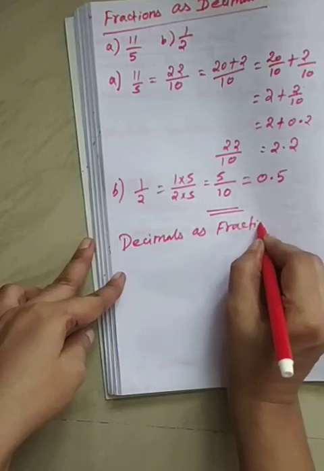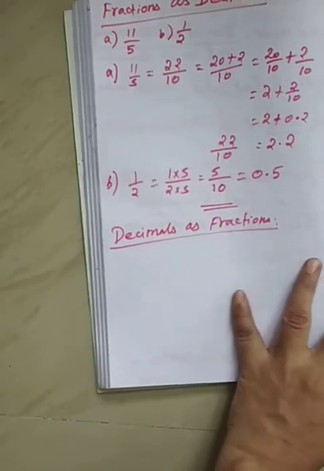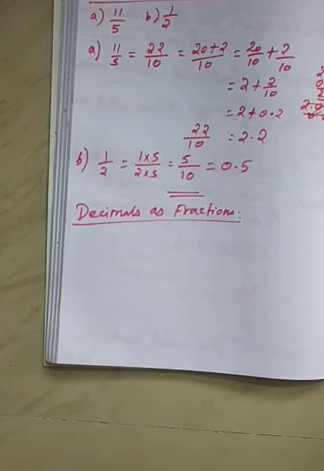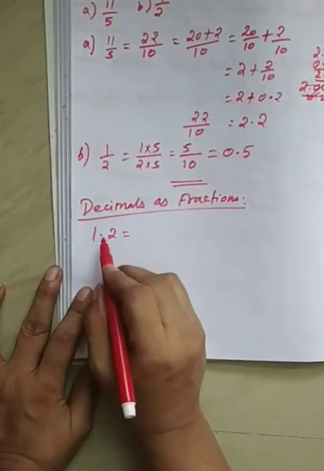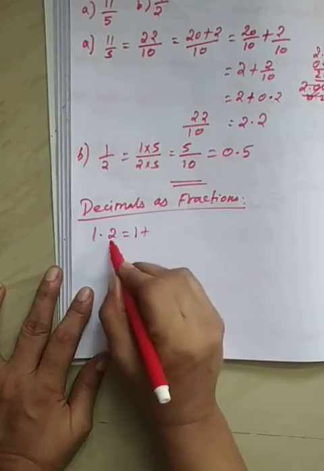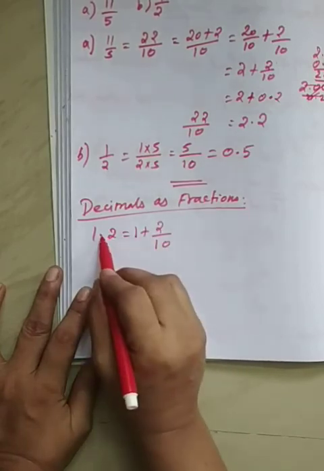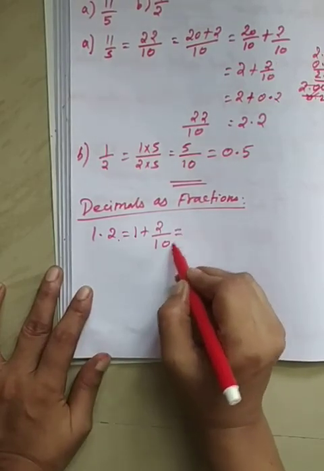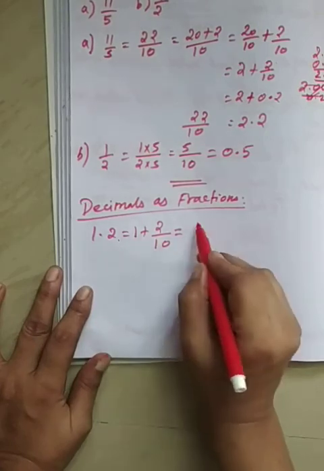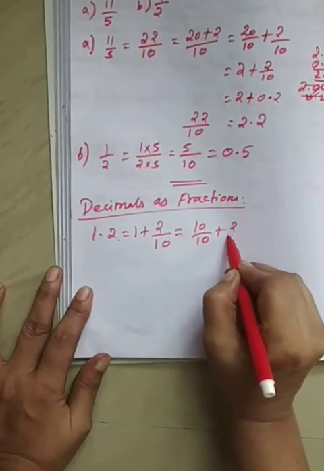See here, till now we have learnt how to write fractions with denominator 10, 2 or 5 as decimals. Can we write a decimal number like 1.2 as a fraction? Let us see. This 1.2 is a decimal, right? See, you can write this as 1 plus 2 by 10. So 0.2 means that is the tenths place, so you can write 2 by 10. See, in this one the denominator value is 10. So you can write 10 by 10 plus 2 by 10.